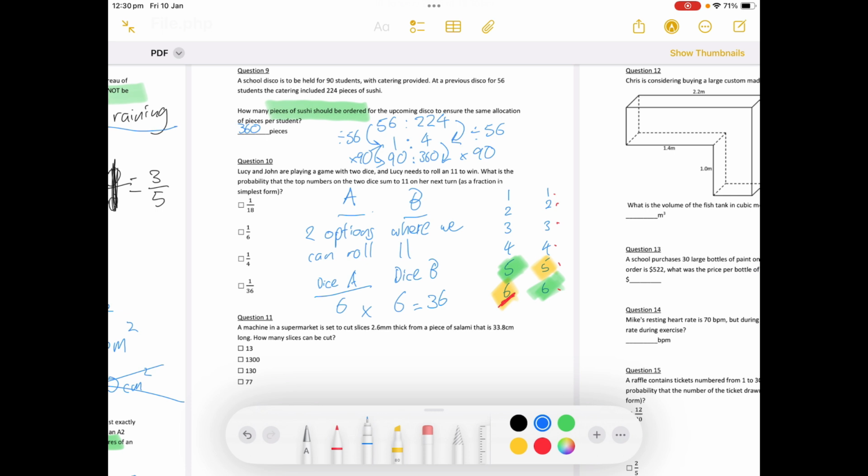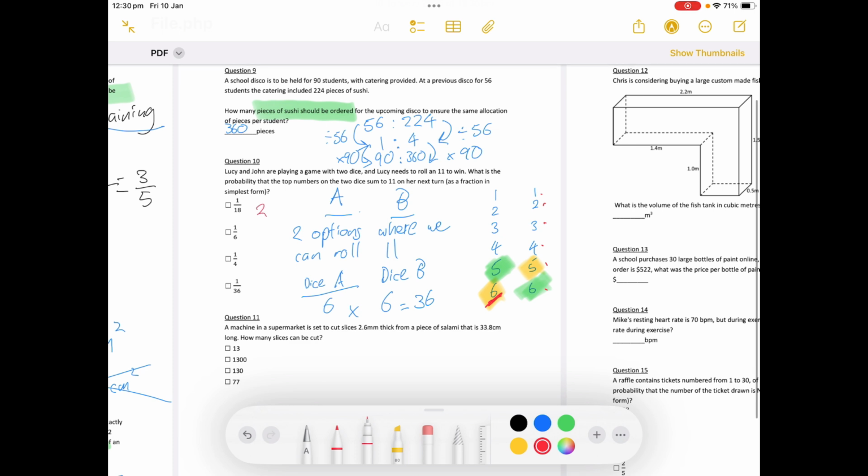Now, we had 2 options where we roll an 11. So there's 2 viable options out of 36. Let's simplify this. I can divide both of these by 2, so 2 divided by 2 is 1, and 36 divided by 2 is 18. So the probability that we can get 2 numbers to sum up to 11 is 1 out of 18. So that's my answer.